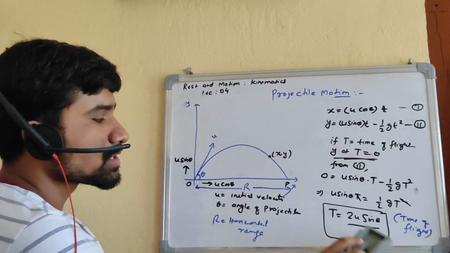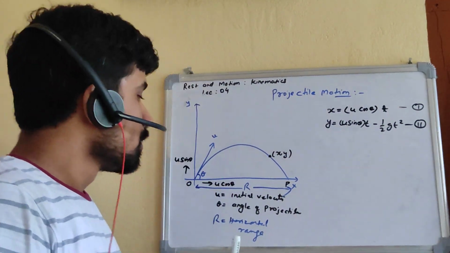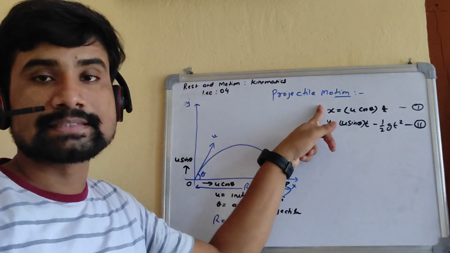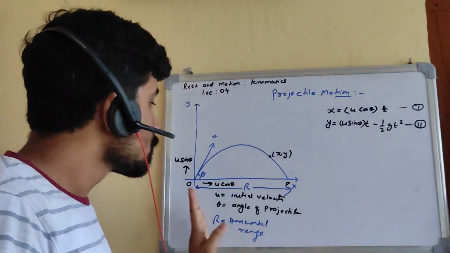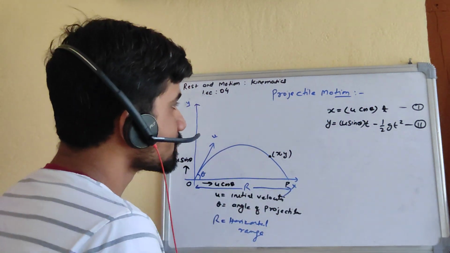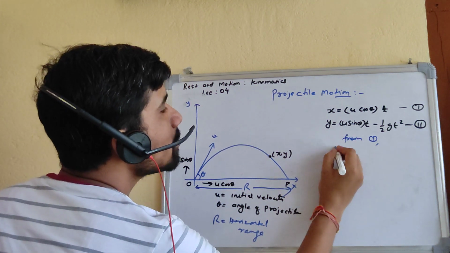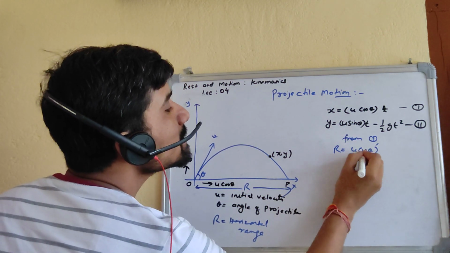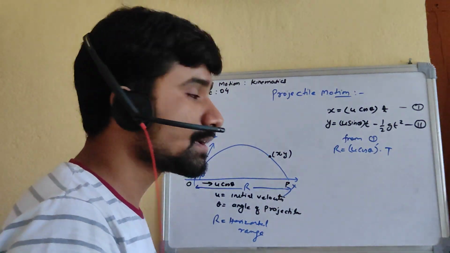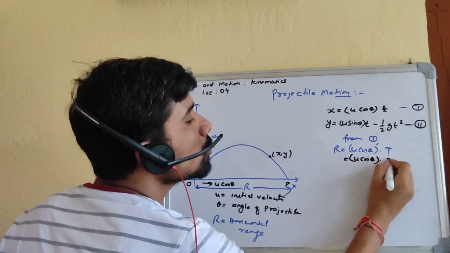So we know the expression for time of flight. Equation 1 gives me the displacement along x. There is no acceleration along x. So if I need to calculate R, I need to replace x by R in equation 1. From 1, R will be nothing but u cos theta, and this t becomes the time of flight. So this becomes u cos theta into 2u sin theta by g.